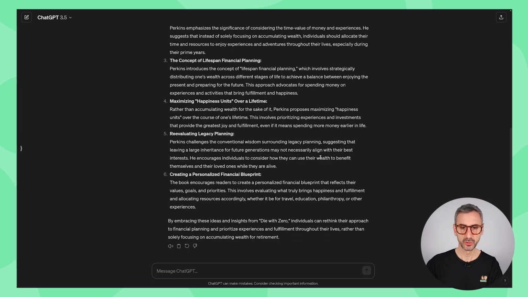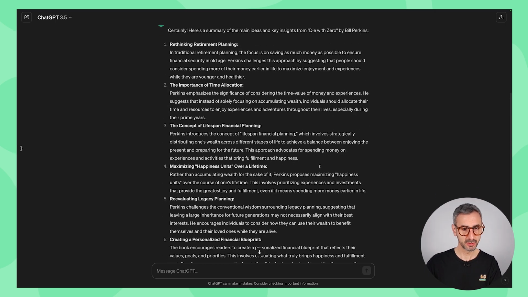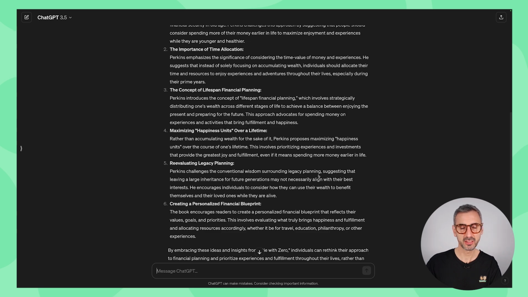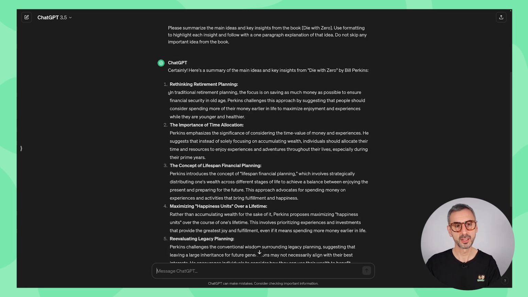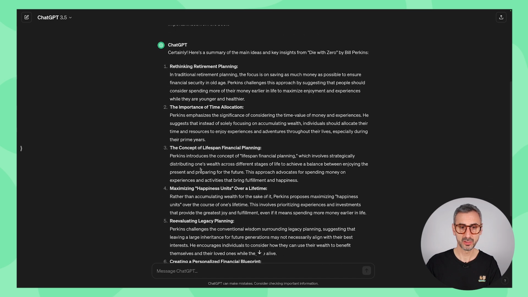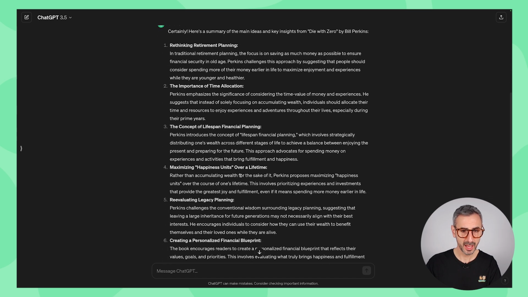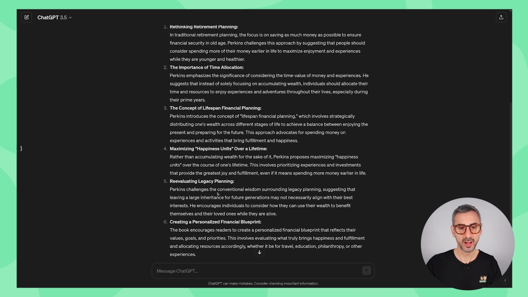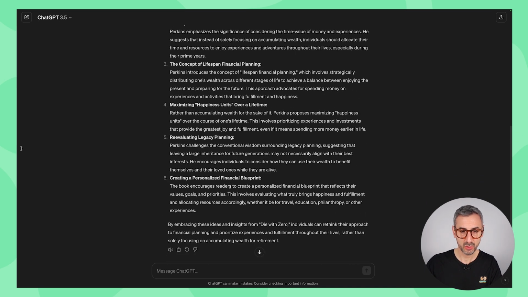So very quickly, ChatGPT gives me here 6 bullet points or 6 main ideas, key ideas, followed by their one paragraph explanation. Okay, so rethinking retirement planning, the importance of time allocation, the concept of lifespan financial planning, maximizing happiness units over lifetime, re-evaluating legacy planning, creating a personalized financial blueprint.